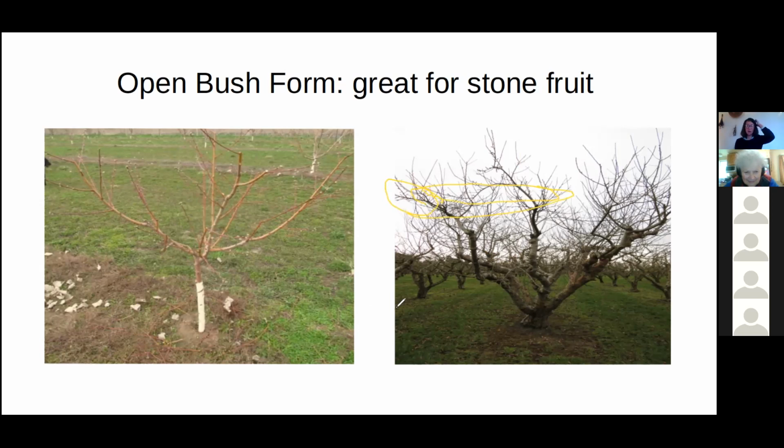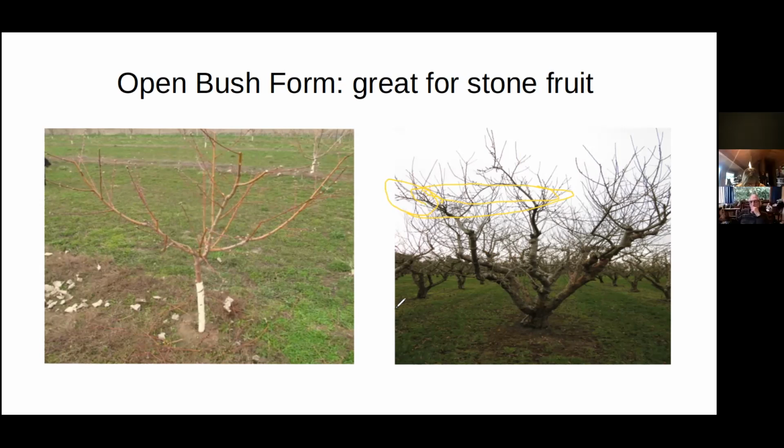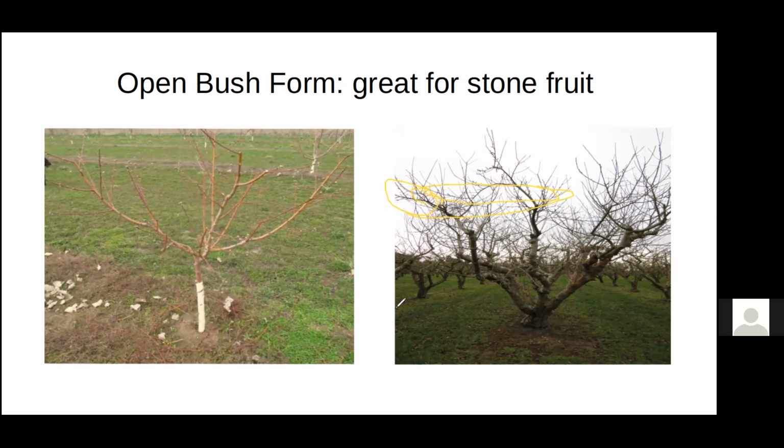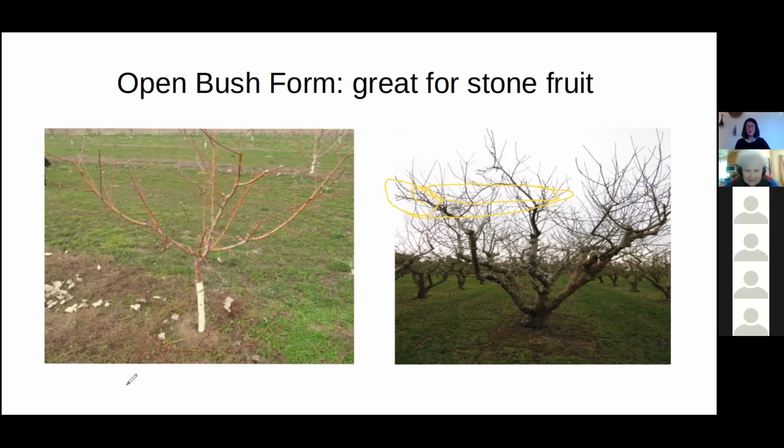This open bush form or vase form is great for stone fruit. They naturally have different branch angles, and so this one is really good because you won't be fighting the natural tendency of the tree quite as much. Gonna just clear these drawings and move along.